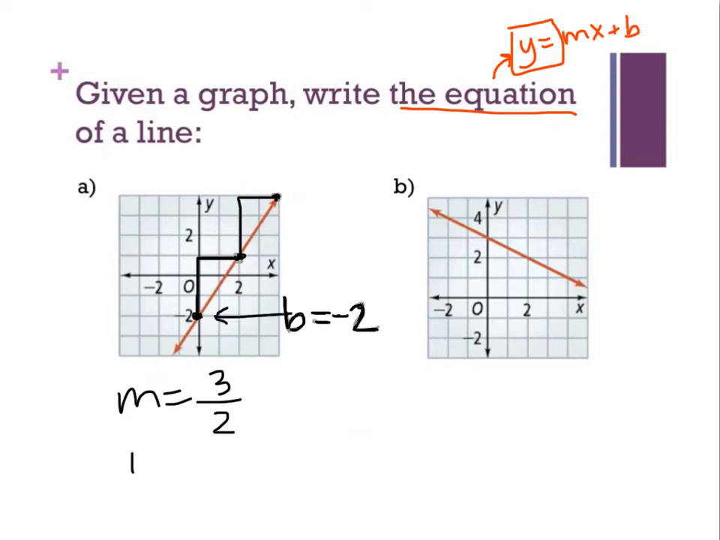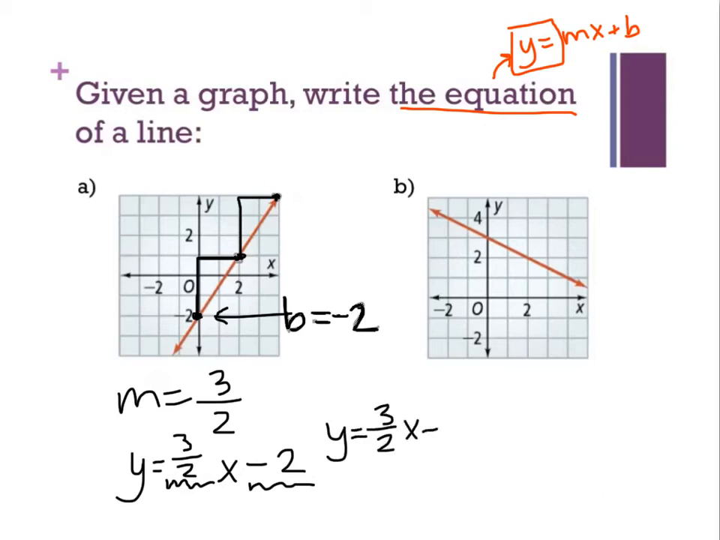All you have to do now is plug in the values into the equation. You have the slope and you have the y-intercept. So 3/2 x minus 2. Or in other words, y equals 3/2 x minus 2. And that's the equation for that first line. Maybe you want to go ahead and pause it and try the second one, but I'm going to go ahead and do it as well.